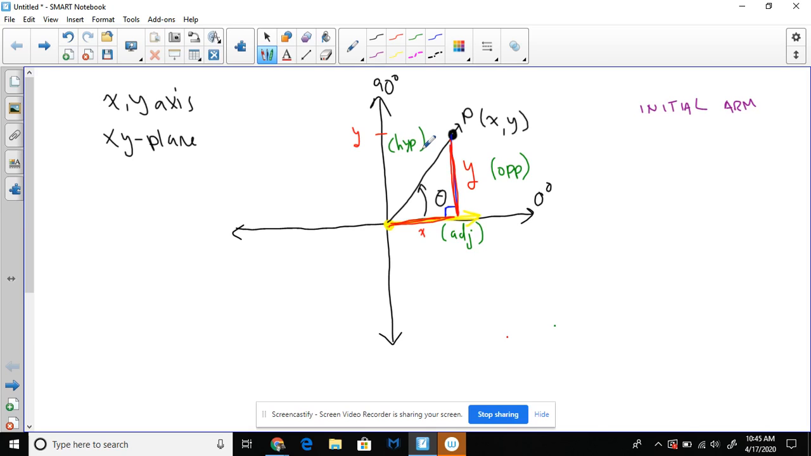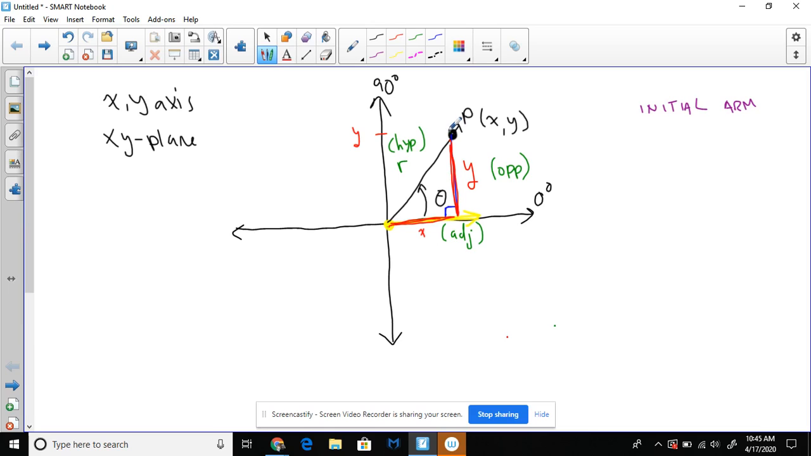Now, because we're on a coordinate system, the XY plane or the XY grid, I'm going to give the values for the adjacent, opposite and hypotenuse their coordinates, because that's going to tell us where we are on the XY grid. So we have x here, we have y here. Now this we call the hypotenuse, but we're not going to call it h, we call it r. Now why do we call it r?